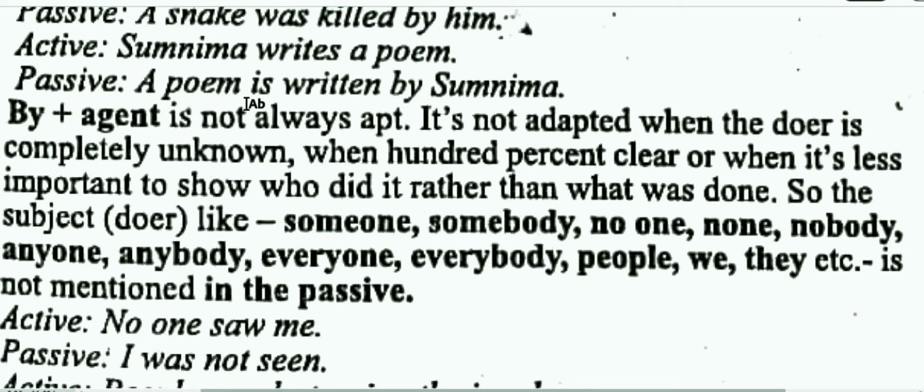See, it says it's not adopted when the doer is completely unknown. If the doer is someone, somebody, nobody, anyone, anybody, everyone, everybody, people, we, they, etc., it is not mentioned in the passive. Then we don't mention those, while transforming active voice to passive. See here, example.